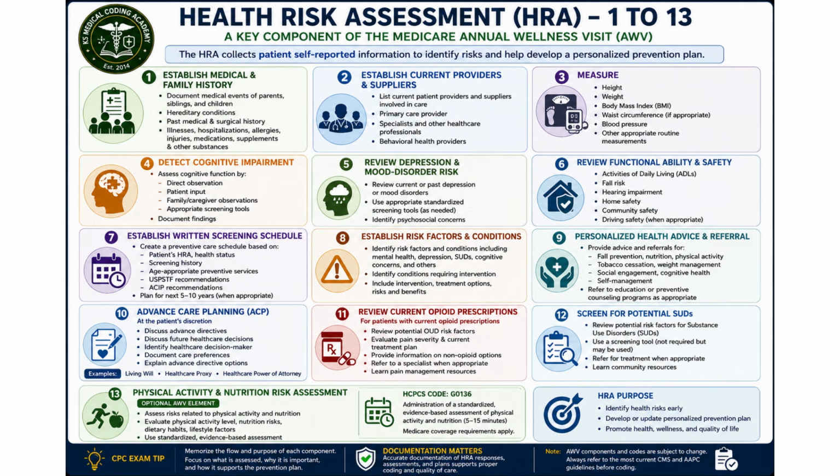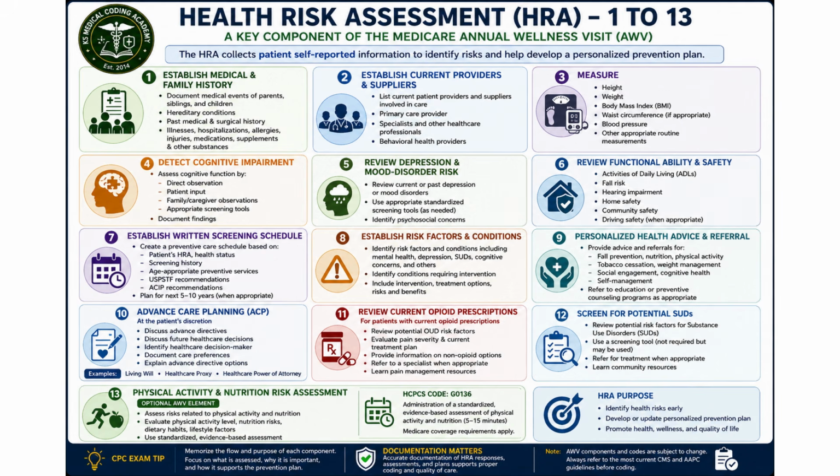Now let's review the key components of the Health Risk Assessment, or HRA, as part of the Medicare Annual Wellness Visit. First, the patient's medical and family history is reviewed, including past illnesses, surgeries, medications, allergies, and relevant family history. Next, the current healthcare providers and suppliers are identified. The assessment also includes measurements such as height, weight, BMI, and blood pressure.